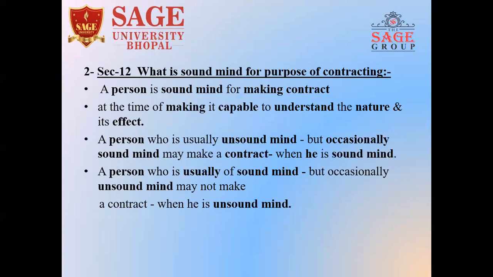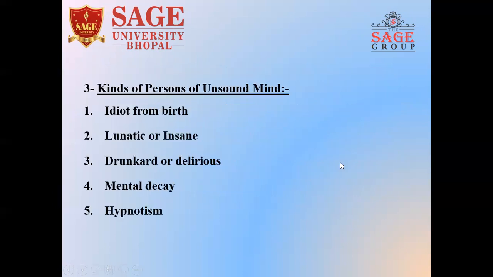Now, Section 12. The heading of Section 12 is what is sound mind for the purpose of contracting. A person is of sound mind for making a contract if, at the time of making it, he is capable to understand its nature and effect. A person who is usually of unsound mind but occasionally of sound mind may make a contract when he is of sound mind. A person who is usually of sound mind but occasionally of unsound mind may not make a contract when he is of unsound mind.